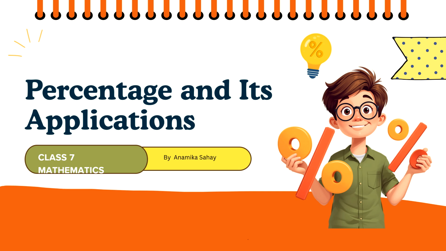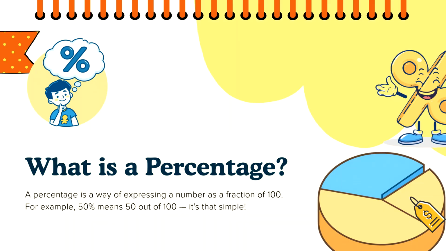So first of all, what is percentage? A percentage is a way of expressing a number as a fraction of 100. What does it mean? It means whatever number you say, like 50%, it means 50 out of 100. 20% means 20 out of 100. Suppose you have 100 biscuits and you have eaten 20. So what does it mean? You have eaten 20%. Why? Because you have eaten 20 out of 100.